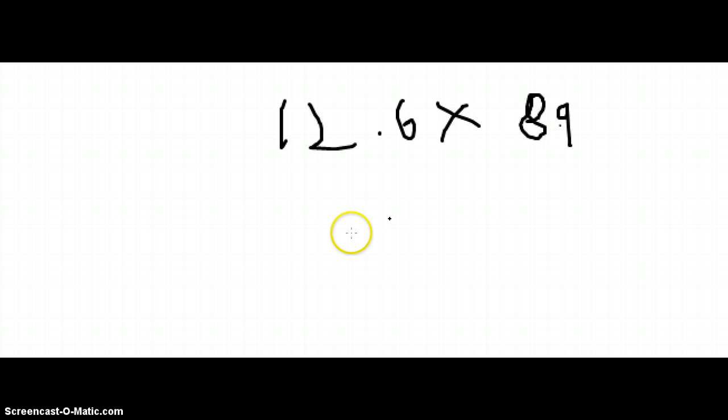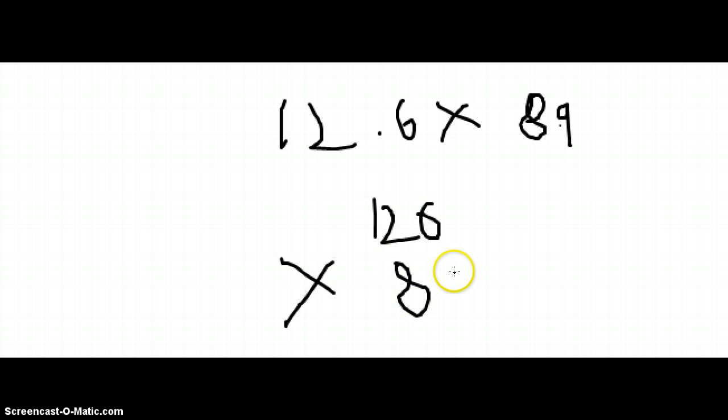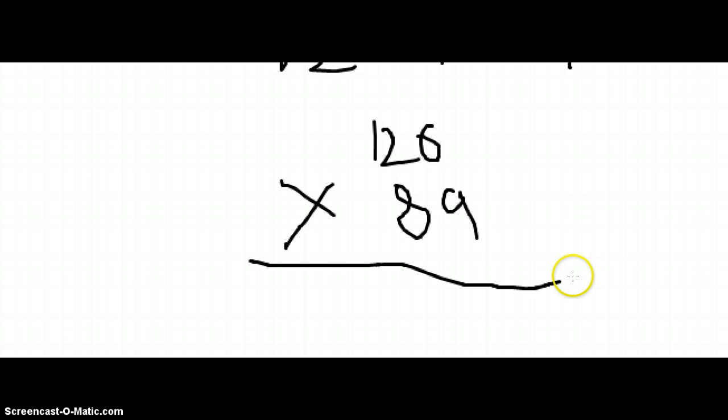And now for another one, 12.6 times 8.9. So first we're going to just do it like this. 126 by ignoring the decimal times 89, ignoring the decimal in both. And let's first get the answer, and then we'll go on to the next step, as we already did, right?